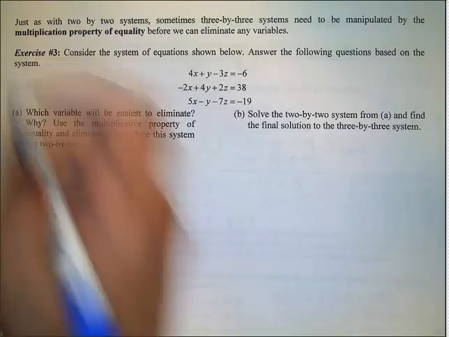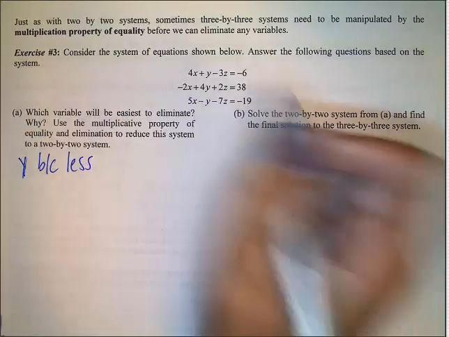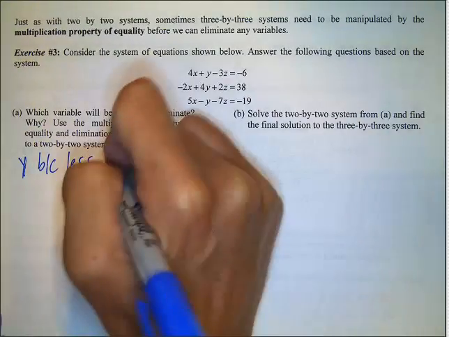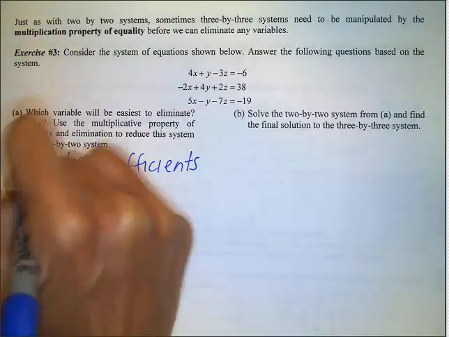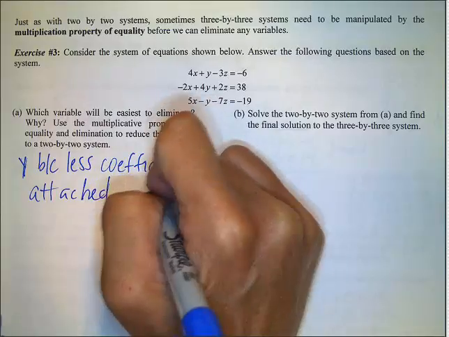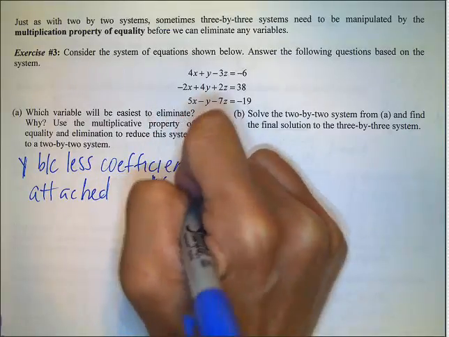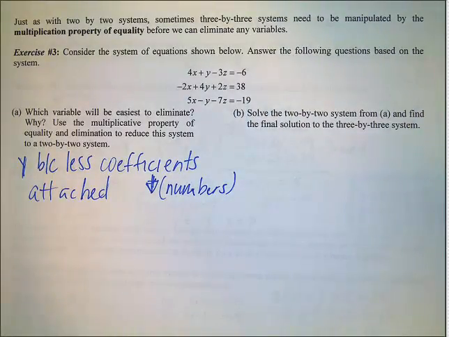So y, because less, not variables, coefficients, those are called, attached. And coefficients are numbers. So use the multiplication property of equality and elimination to reduce this system to a 2x2.